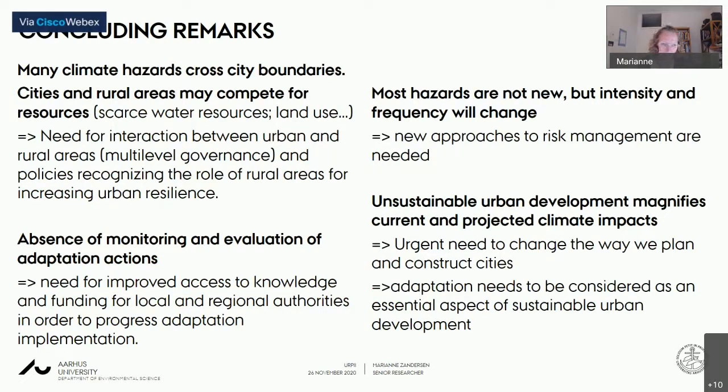We also find that there's an absence of monitoring and evaluation of adaptation actions, and that's really needed in order to be efficient in dealing with climate change. Generally, all these hazards are not new, but their intensity and frequency will change, which necessitates new approaches to risk management. And finally, unsustainable urban development magnifies current and projected climate impacts. So there's an urgent need to change the way in which we plan and construct cities, and especially adaptation needs to be considered an essential aspect of sustainable urban development.